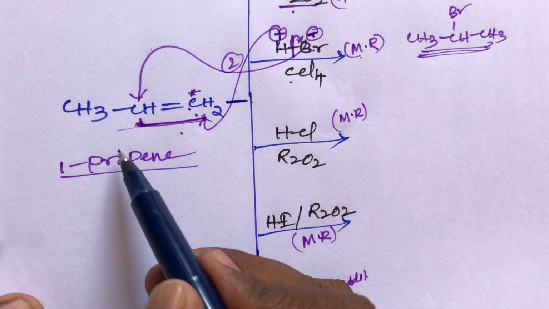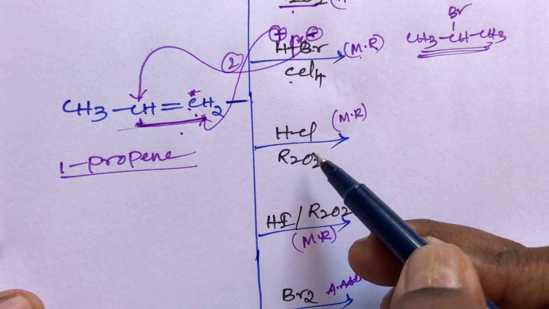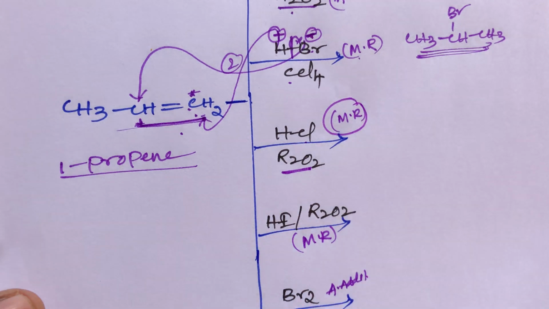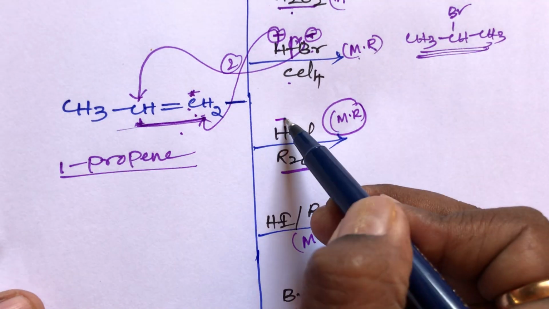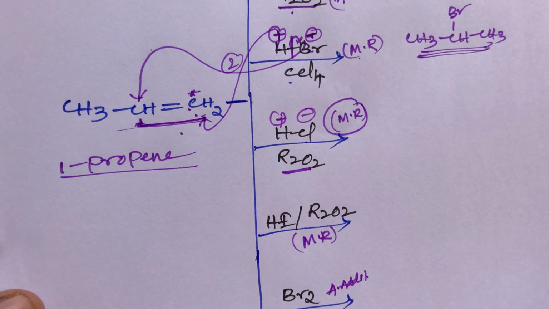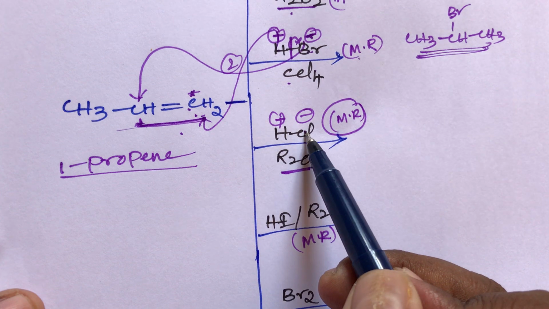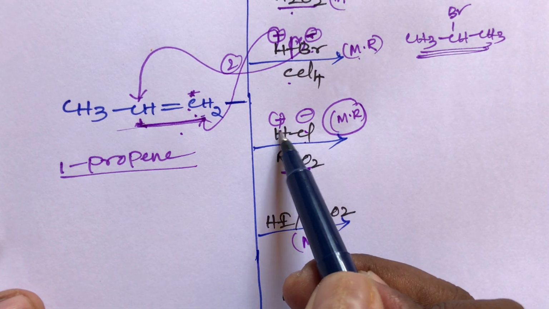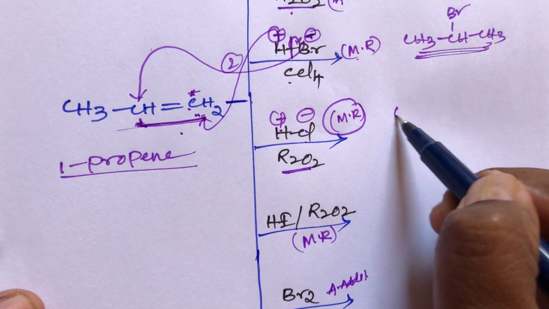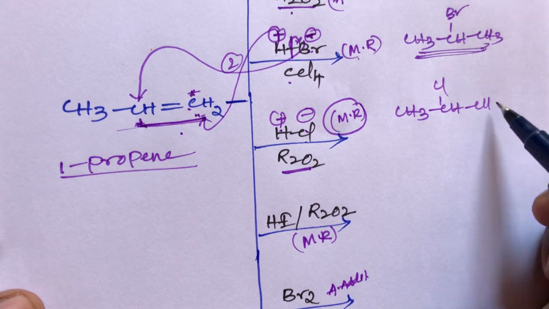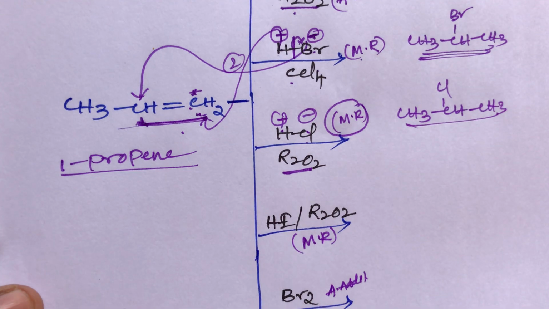And what about this, students? 1-propene reacting with HCl in the presence of peroxide also follows the Markovnikov rule. We know the Markovnikov rule: H plus and Cl minus, the negative part attacks the carbon which contains fewer hydrogens. So the chlorine attacks this position and H plus attacks this position. What is the product? CH3CHClCH3. This is 2-chloropropane, which follows the Markovnikov rule.